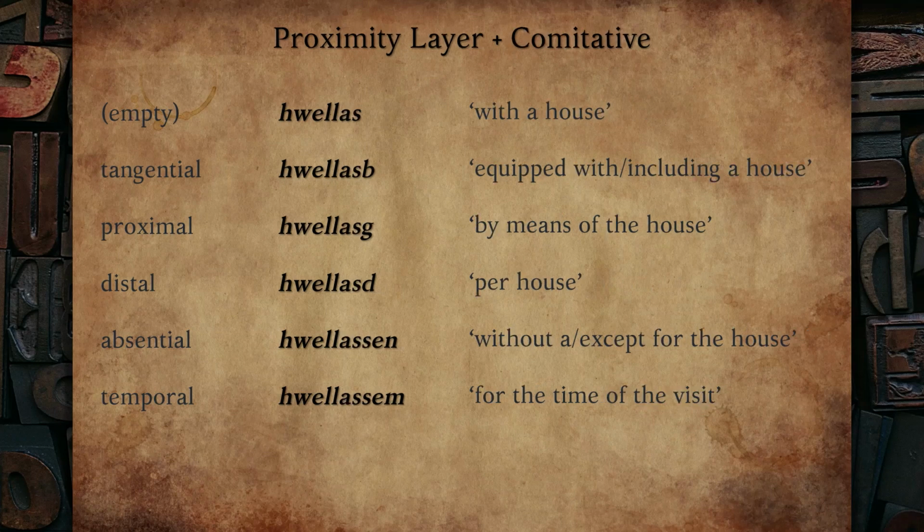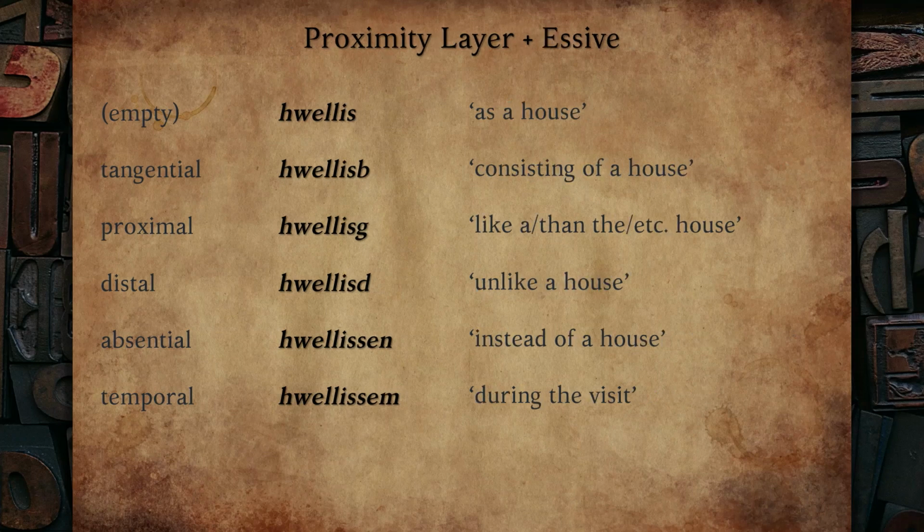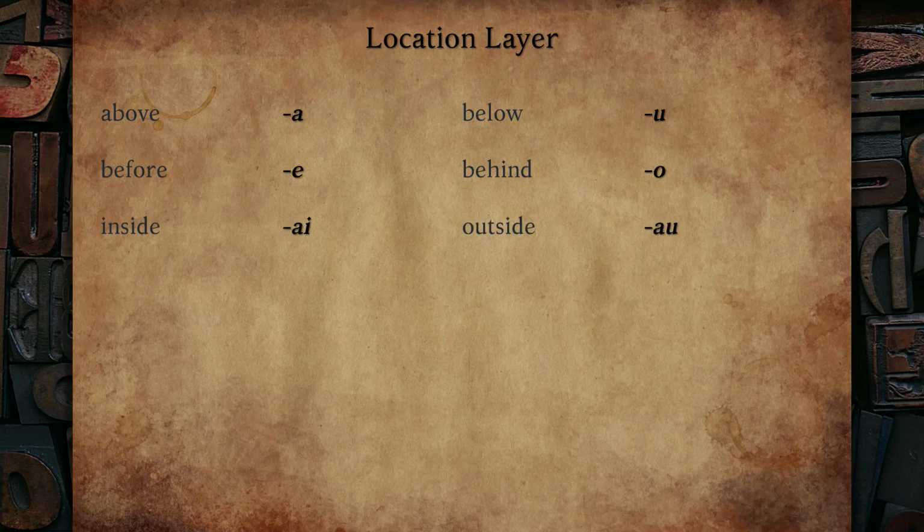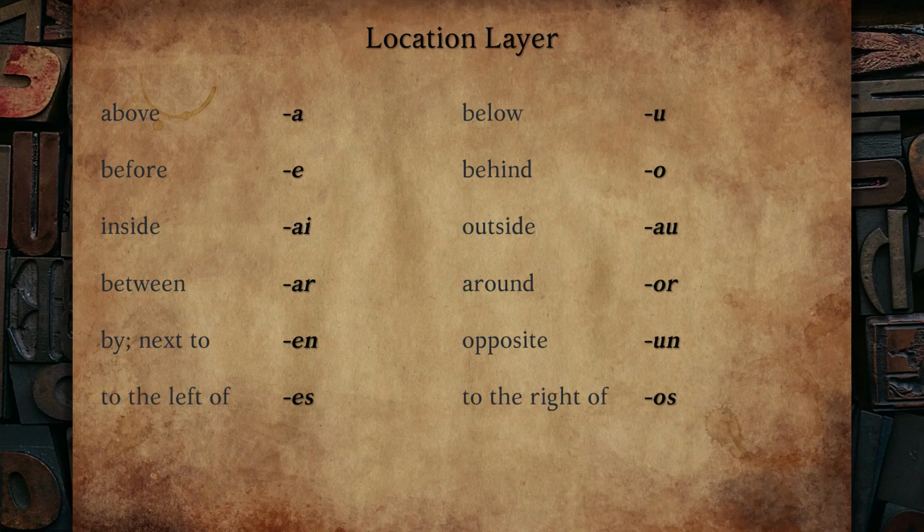Then we have the commentative, which I think is pretty self-explanatory, as well as the essive. So let's move on to the location layer. We have not 6 but 12 locations, and they are above, below, before, behind, inside, outside, between and around, by or next to, and opposite, and finally to the left of and to the right of.